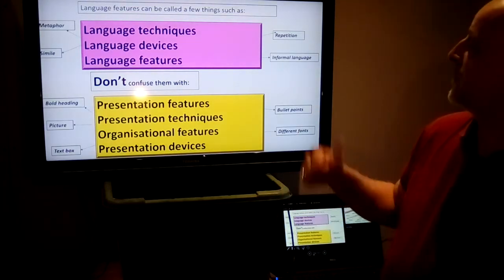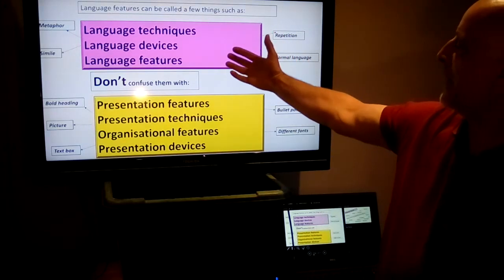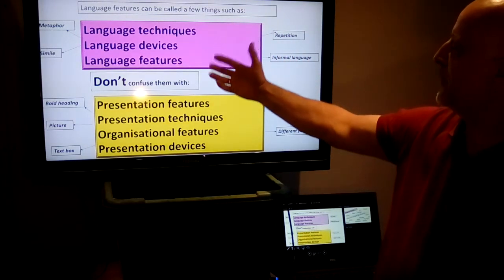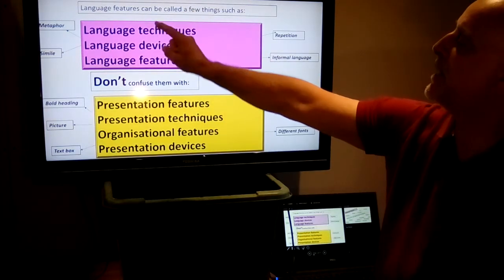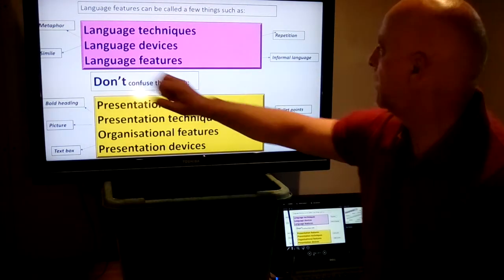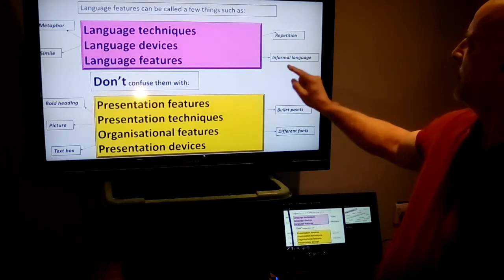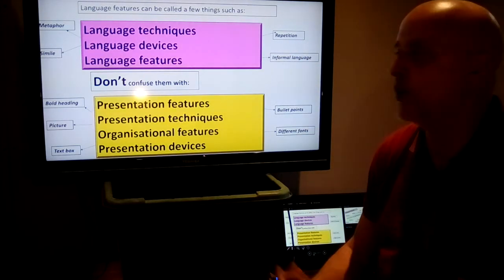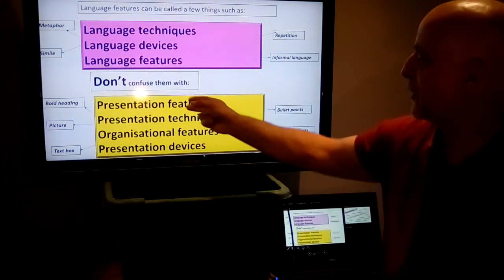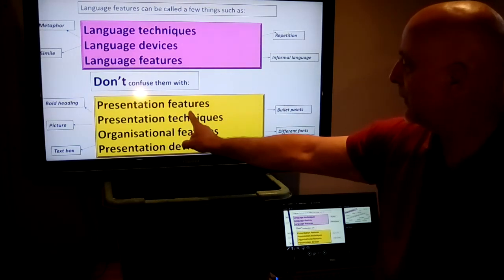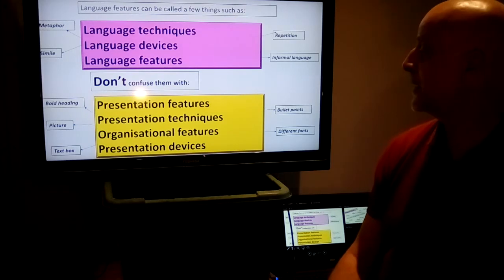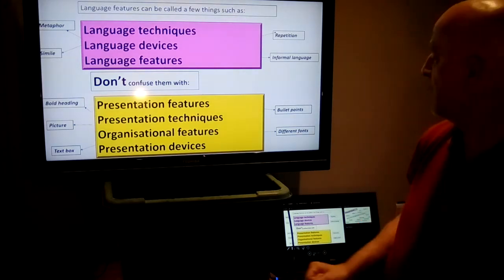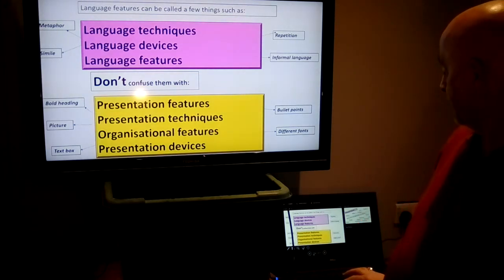Here we can see, if you're thinking about language features or language techniques or language devices, I'm going to think about features. You've got things such as the metaphor, the simile, repetition, informal language, and a load more which we'll come to in a minute. And as it says, don't confuse them with presentation features, which are what we looked at last time, things like bold headings, pictures, text box, bullet points, and different fonts.